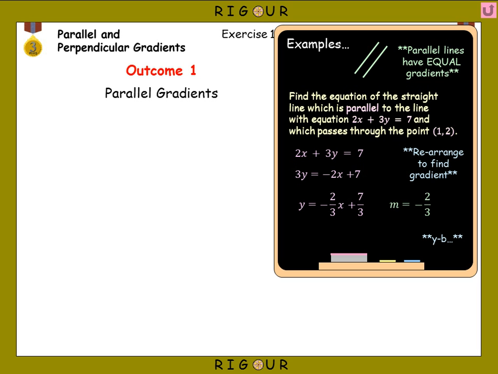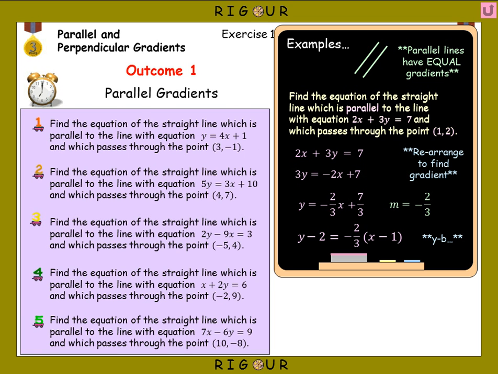And because our line is parallel, that means we're going to use that same gradient of -2/3, and we're just going to substitute that along with the point (1, 2) into y - b = m(x - a). So we have y - 2 = -2/3 (x - 1). And providing there's no part b where we need to have this equation in the form y = mx + c, we can just leave the equation as it is after the substitution.